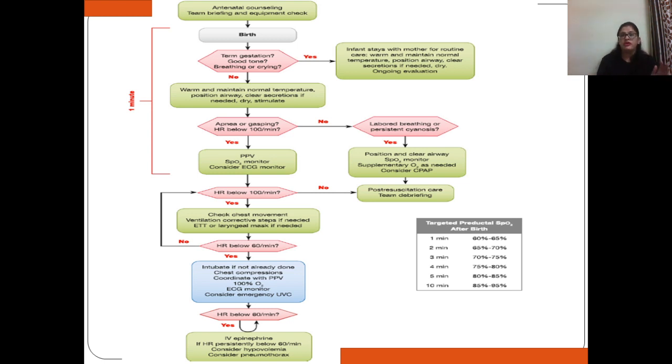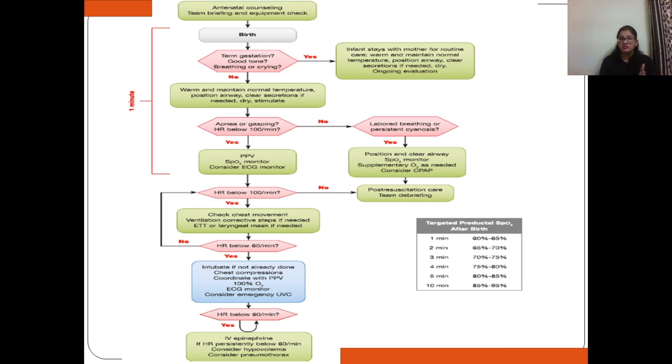Now M stands for mask adjustment. So you have to be sure that there is a good seal of the mask on the face. If that is done, then you have to reposition the airway. The best position in which the child can be ventilated is the sniffing position. Then you have to check if you need to suction the baby's mouth, because there may be some secretions which are obstructing the airway and preventing the child from initiating breathing. So you can suction the mouth and clear the airway.